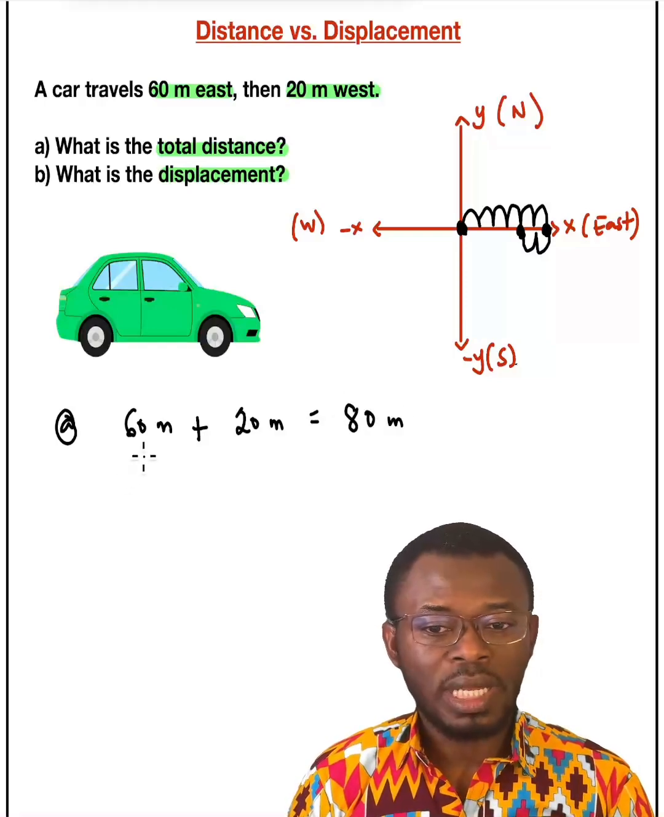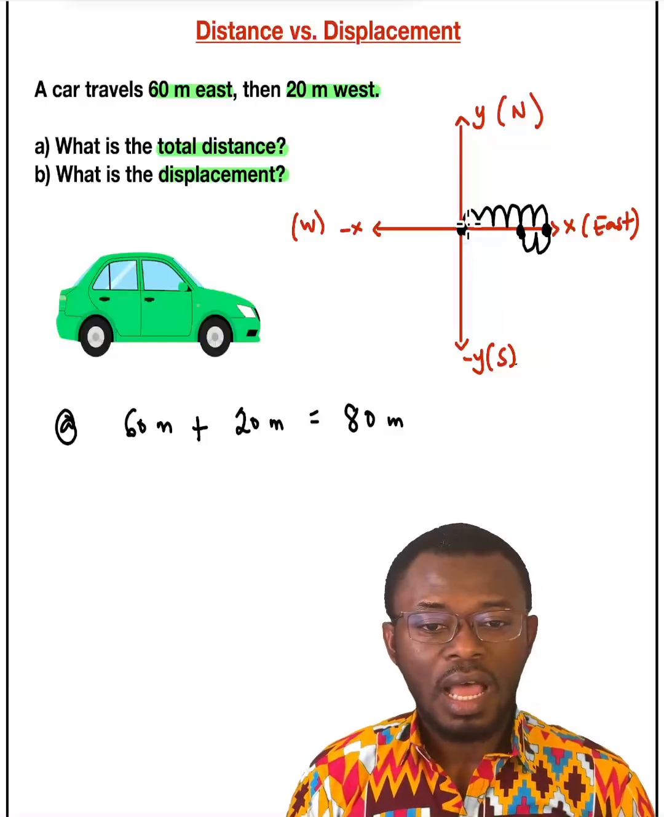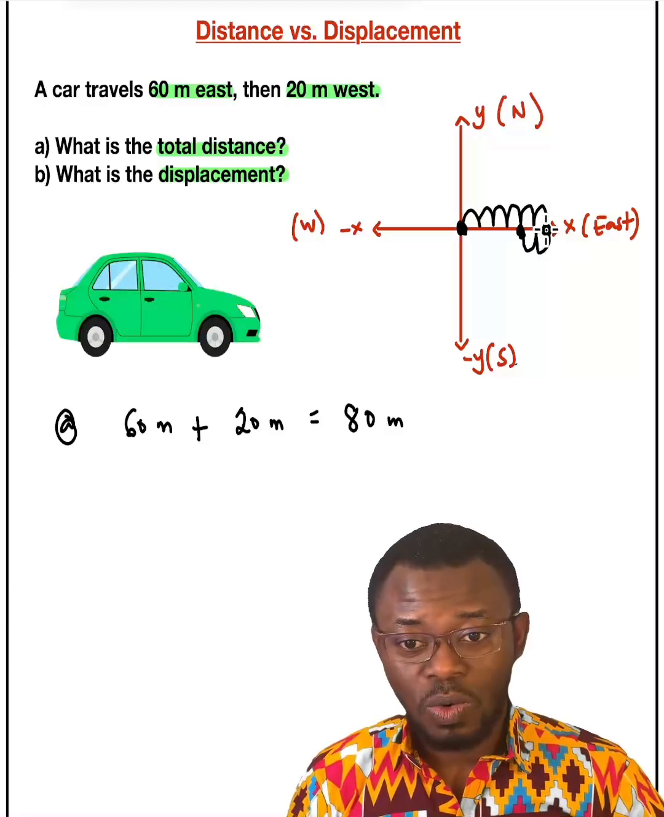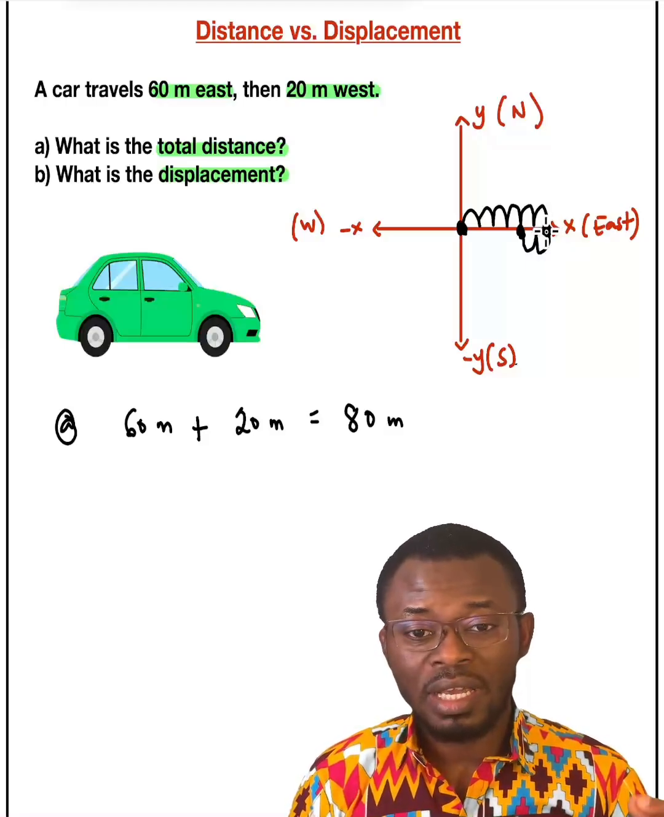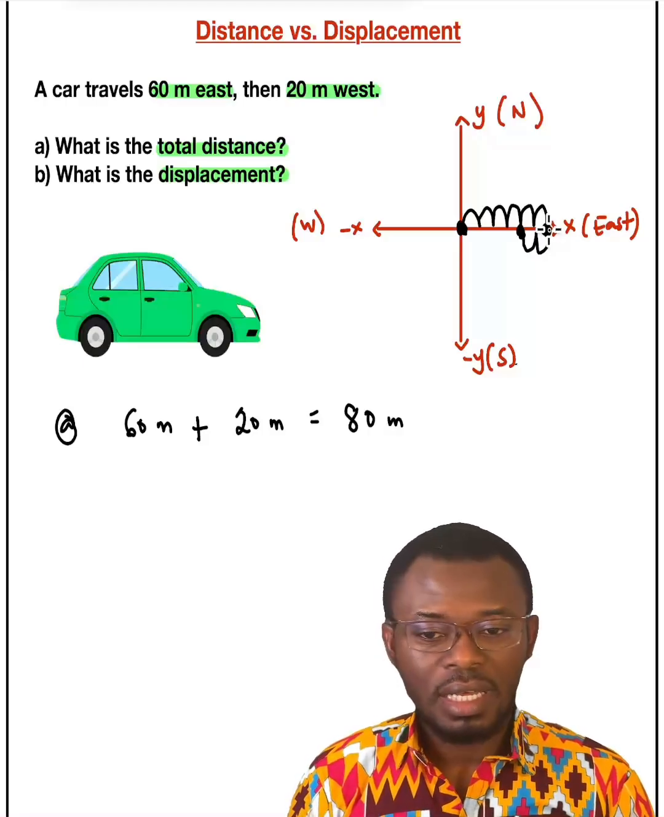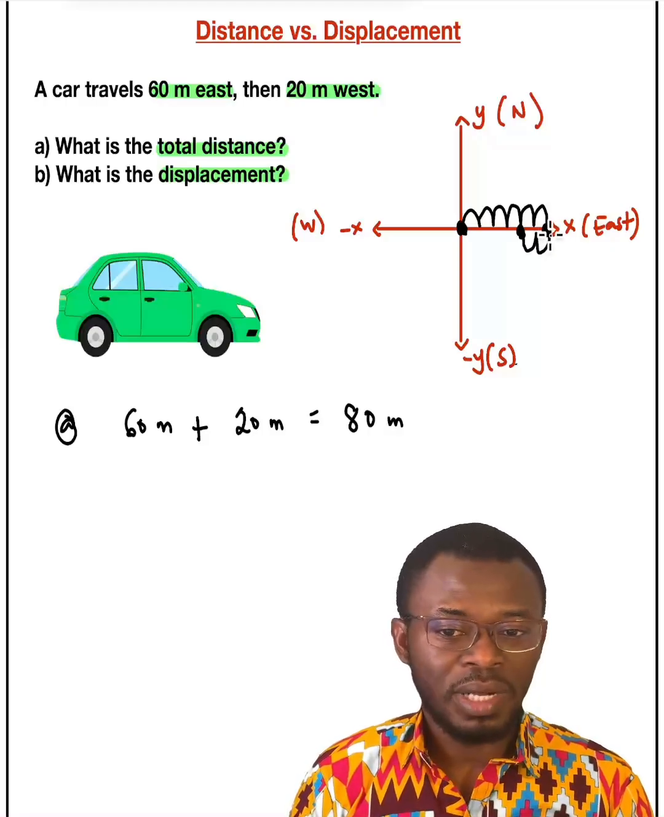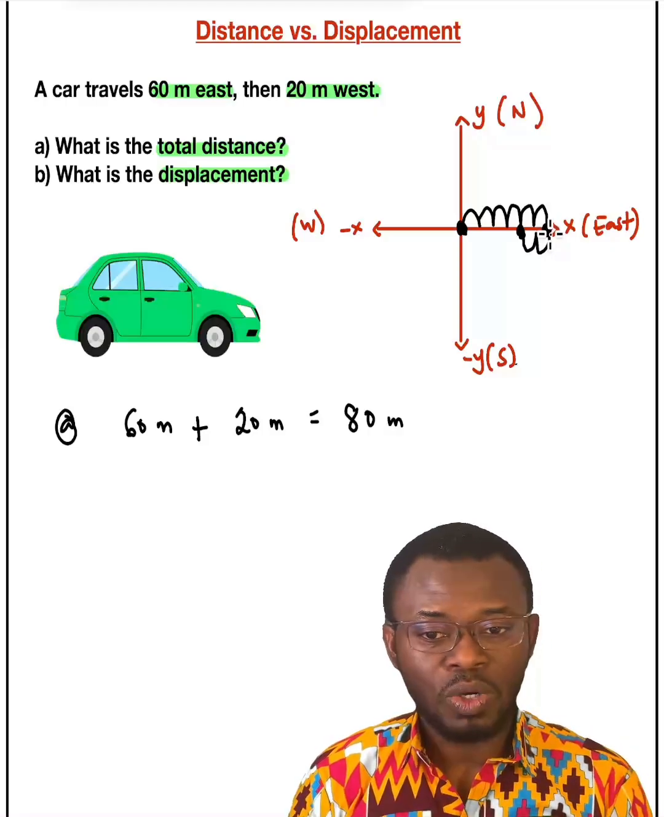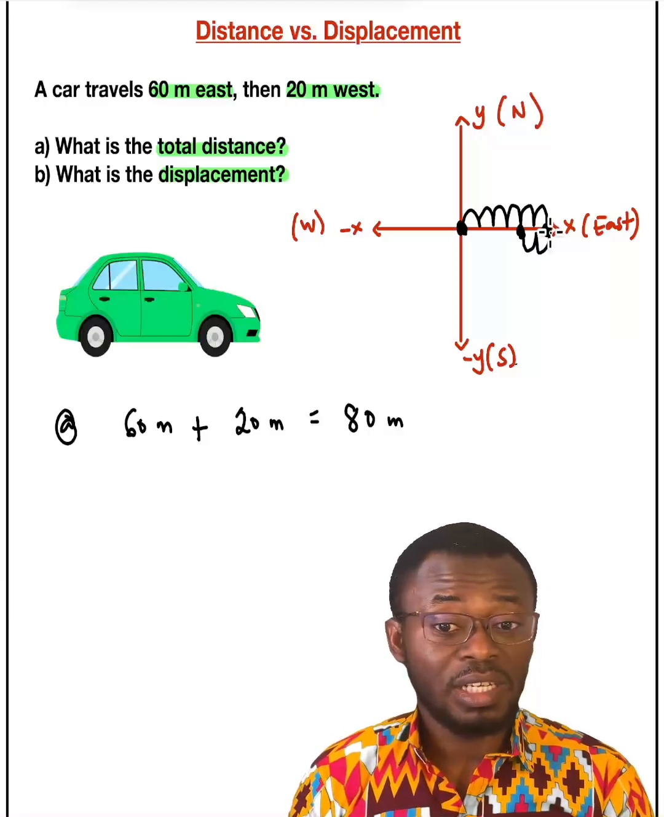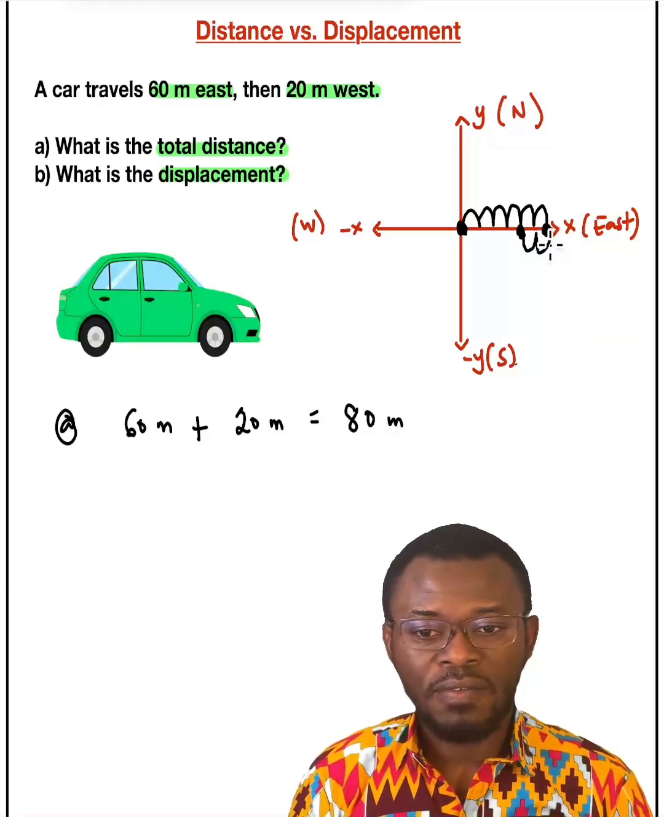B, we are also looking at the displacement. From the origin, this car started from here, and then after traveling 60 meters east, so that is a vector quantity, we need to take care of the direction. East is positive X, right? And then it went back 20 meters west, which is in the negative direction. That is the opposite direction, because from this 60 meters point, it went in the negative X direction, and that is the western direction, and that is negative, right?